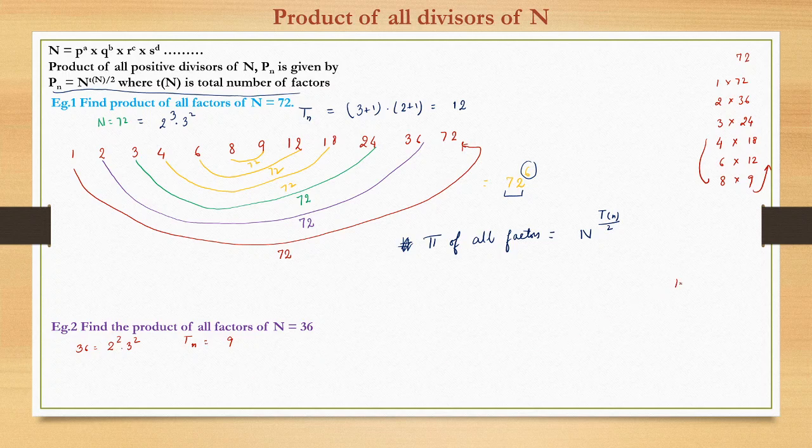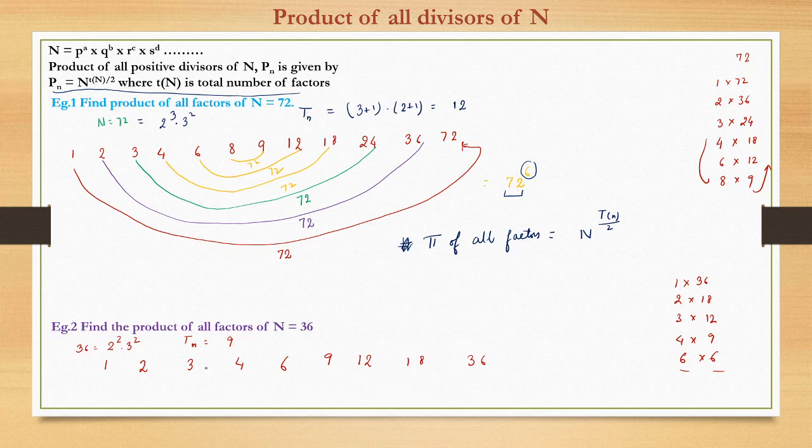So again we can go like this: 1 into 36, 2 into 18, 3 into 12, 4 into 9, then 5 will not divide, then 6 into 6. So these are the factors. So the factors are what? 1, 2, 3, 4, 6. Now 6 is the same, we'll only write it once: 1, 2, 3, 4, 6, then 9, 12, 18, and 36.